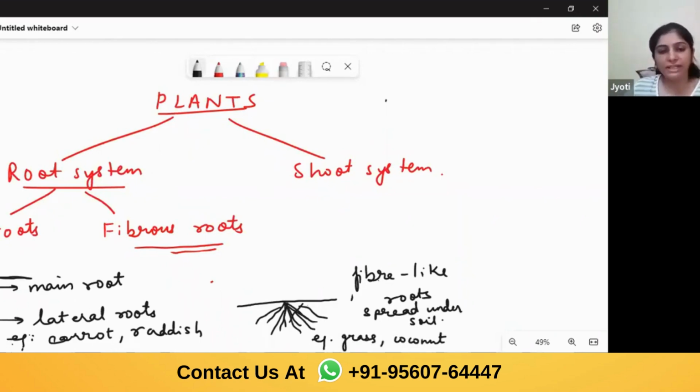Clear? Again, I'm repeating: we have done that plants are divided into two, root system and shoot system. The root system, meaning the roots, is divided into two categories. One is tap roots, the other one is fibrous roots. What is the structure of both? Tap roots contain a main thick root, and from that some thread-like roots come out. The main thick root is known as the main root and the side roots are known as lateral roots. Coming to fibrous roots, they are fiber-like roots which spread under the soil. Is that clear? Done?